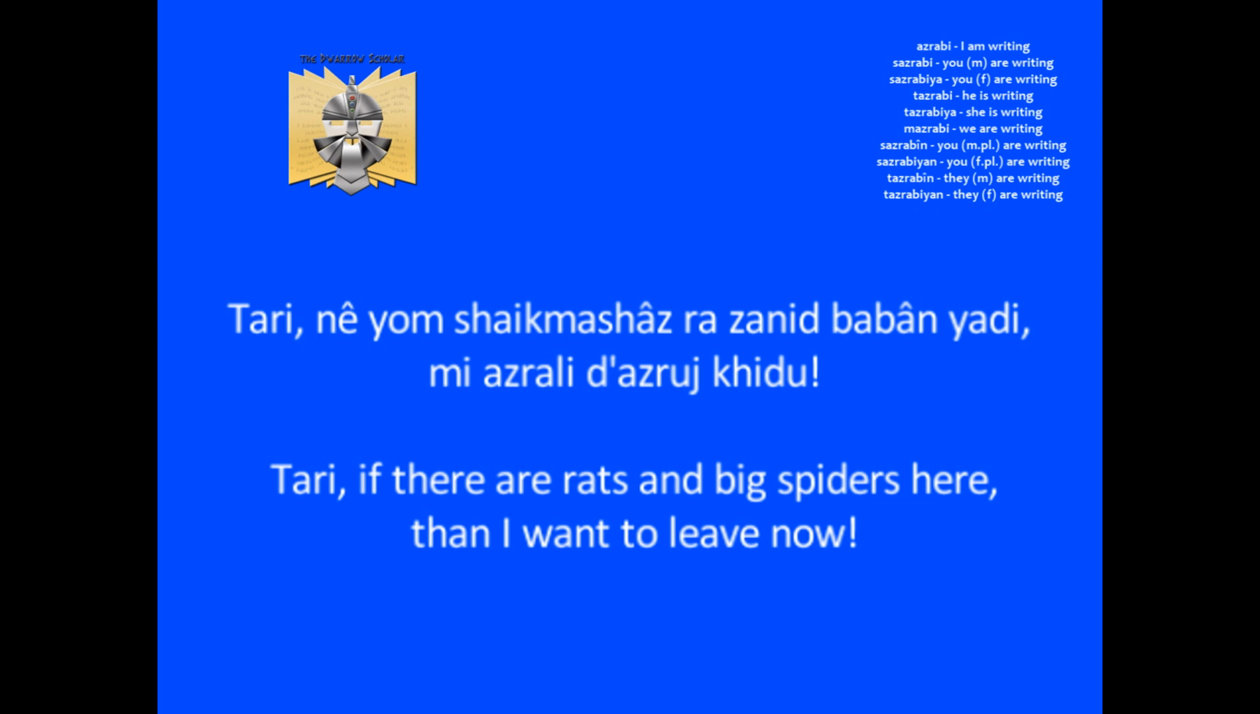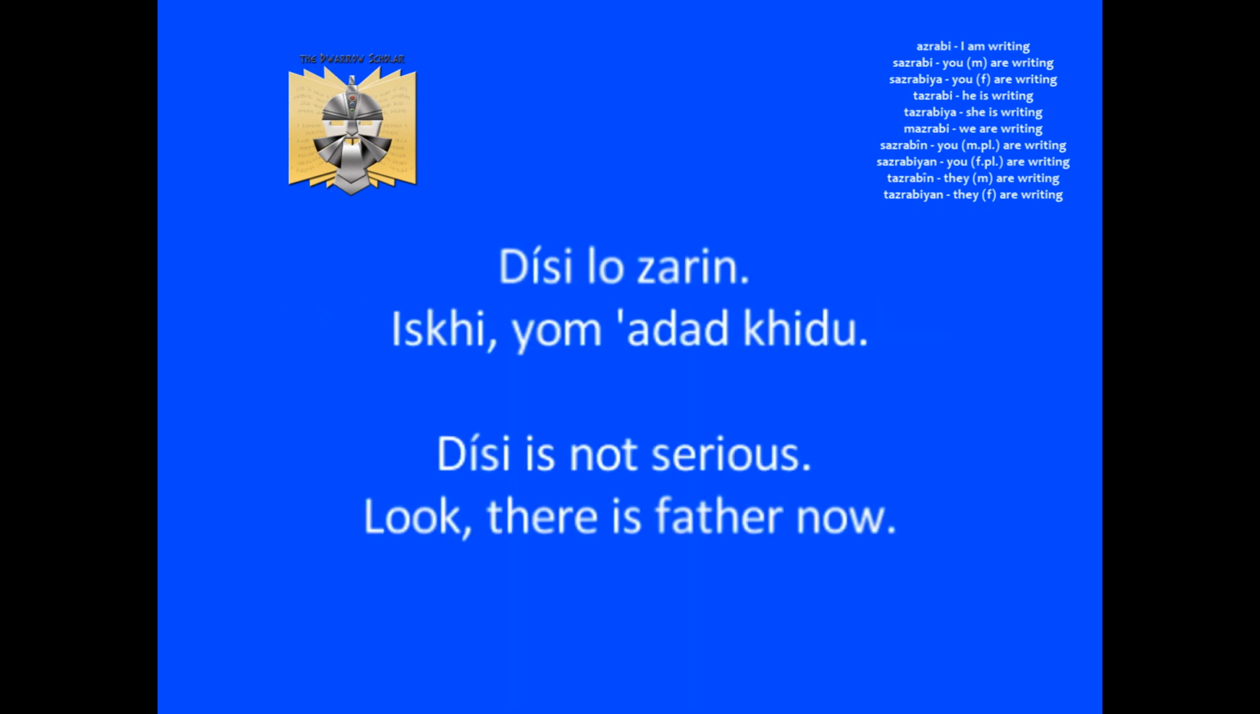Alright, now let's have a look at the next line. Disi lo zaren. Iski yon ada kidu. Tari says, Disi is not serious. Look, there is father now. Remember that we use lo to indicate negative adjectives, hence in this case not serious becomes lo zarin.